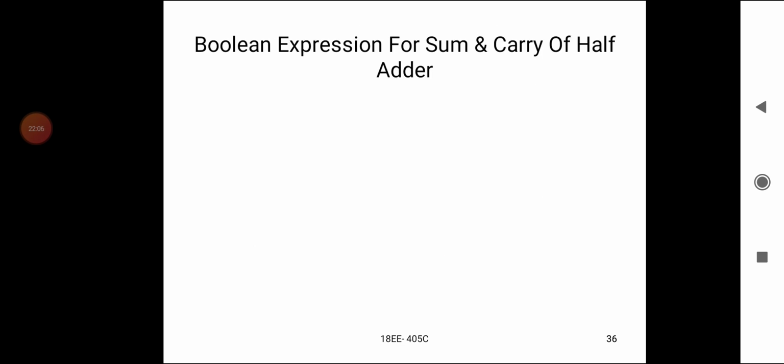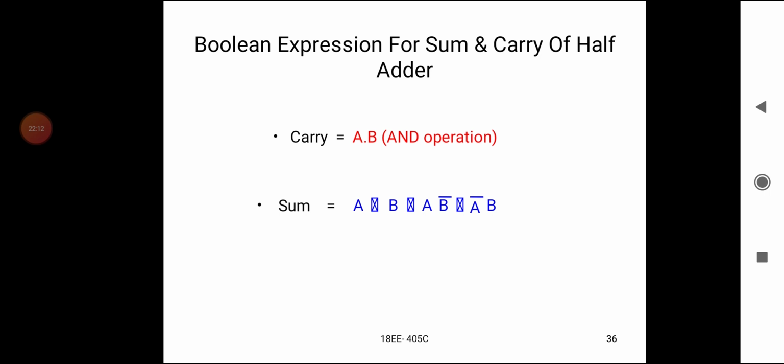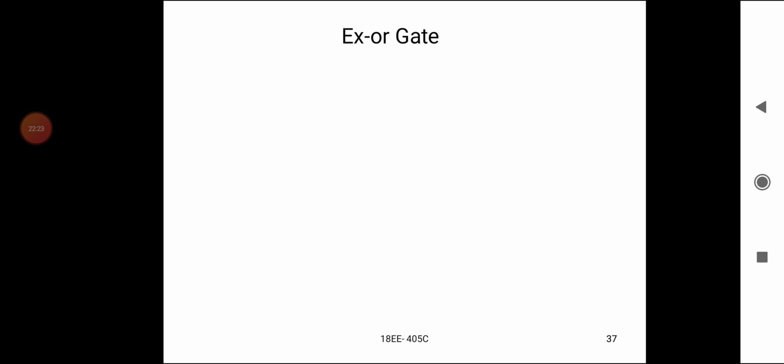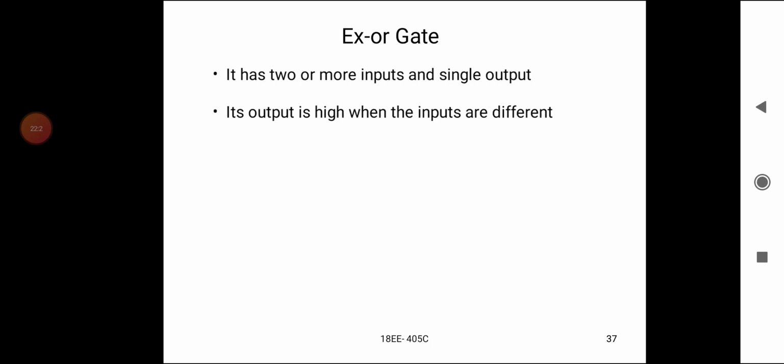Boolean expression for sum and carry of half adder. Carry is equivalent to A dot B, AND operation, whereas sum is A exclusive OR B, which is equivalent to A B complement plus A complement B. Exclusive OR gate has two or more inputs and a single output. Its output is high when the inputs are different. So for the exclusive OR gate, Y is equivalent to A B complement plus A complement B.